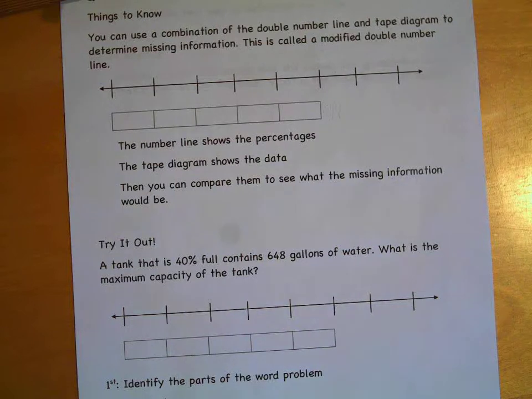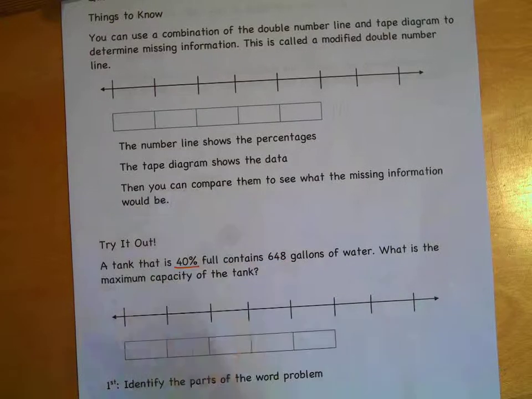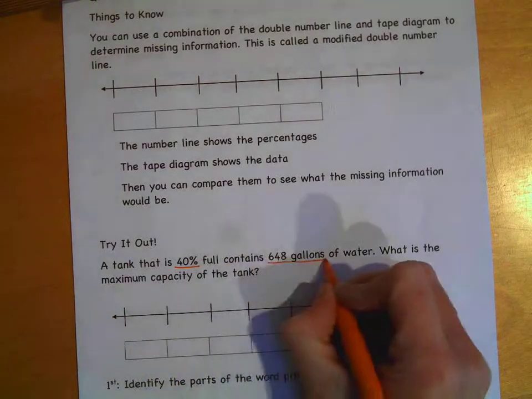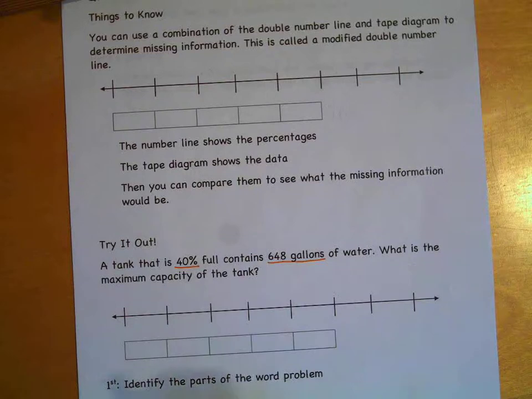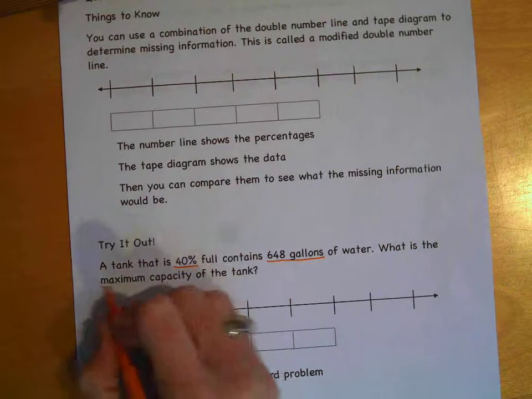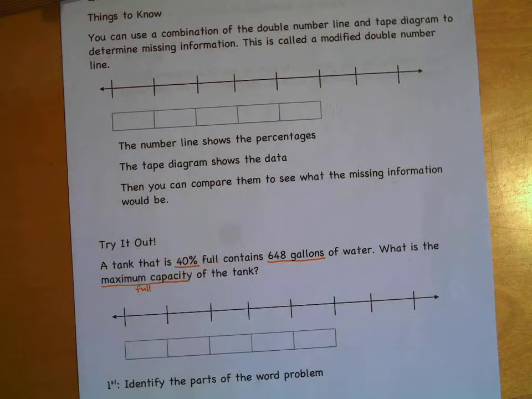The first read, we're talking about a water tank and how much water it can hold. A tank that is 40% full contains 648 gallons of water. So a quantity that I think is important is 40%. Another quantity that I think is important is 648 gallons. What is the maximum capacity of the tank? Maximum capacity means when it's full. So how much will it hold when it's full?